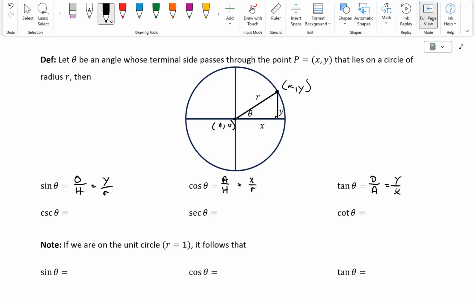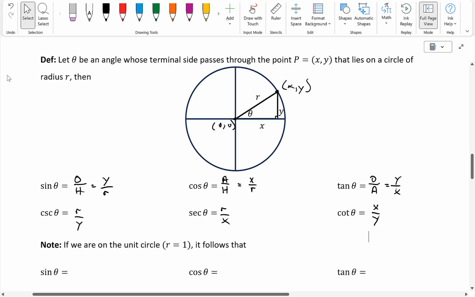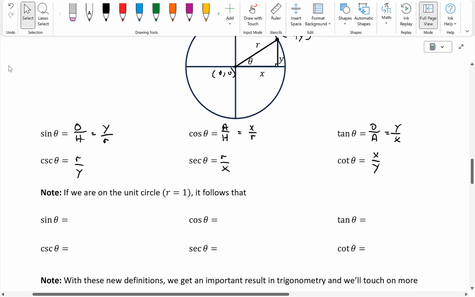So the reciprocals then, cosecant theta would be r over y, secant theta would be r over x, and cotangent theta would be x over y. But note here, we're on the unit circle, so r equals 1. We get the following definitions that we're going to use.